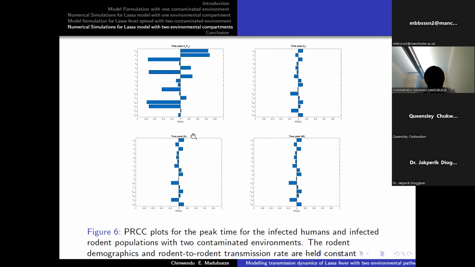So the same thing goes with it. We have that for the peak time, for the infected rats and both environments, none of the parameters is significant. The significance has to do with the human population. In the research of it, when there is an outbreak of the virus, we are always concerned about the human population. So we see that the transmission rates to both environments are very important. Now, the transmission rate of rat to human and human to human is not significant.